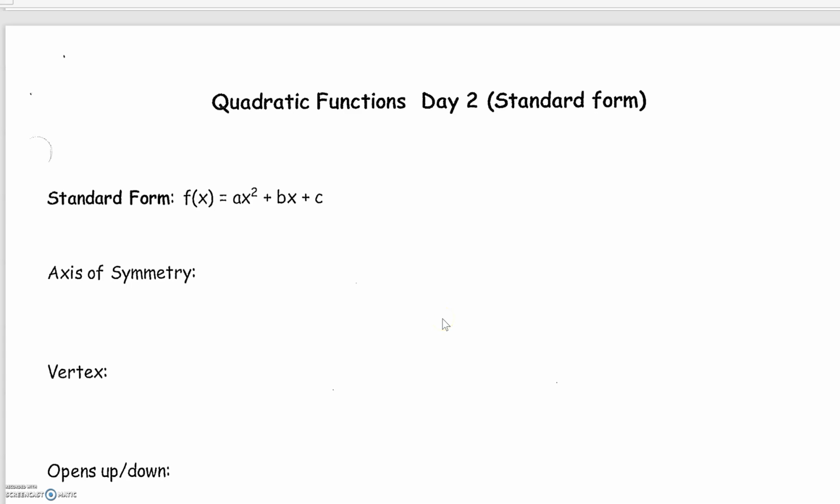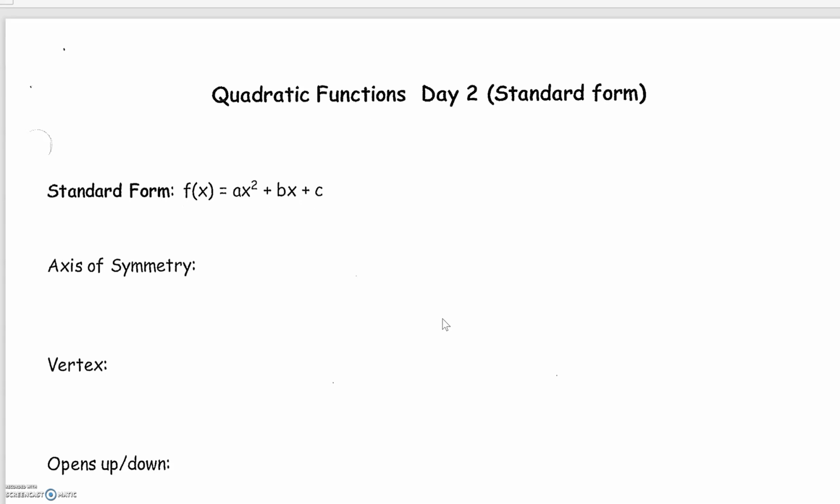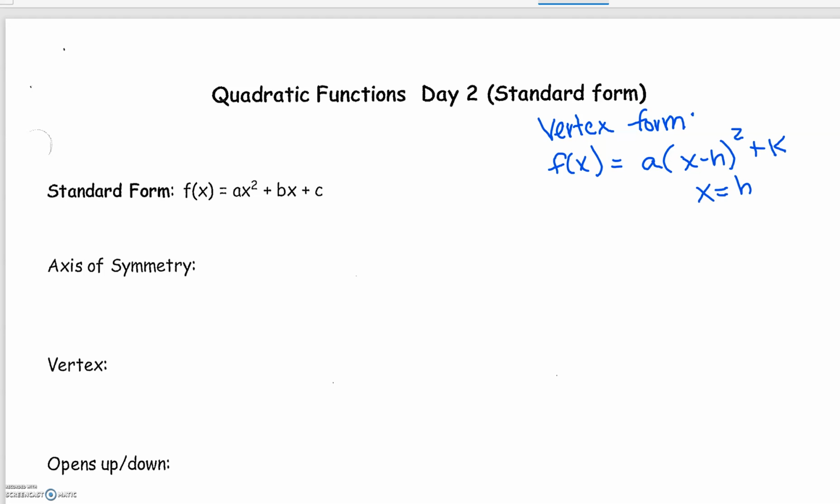So in our last lesson, we learned about quadratic functions in vertex form. Now we're going to take a look at them in standard form. So remember, vertex form looks like this. Just to kind of review, we had f of x equals a times (x minus h) squared plus our k. And we had x equals h for our axis of symmetry, and we had (h, k) for our vertex point.